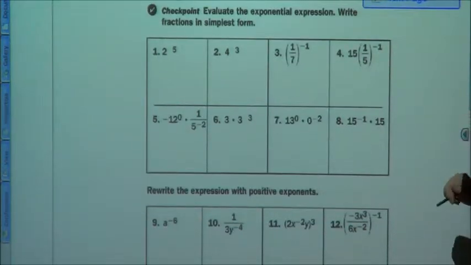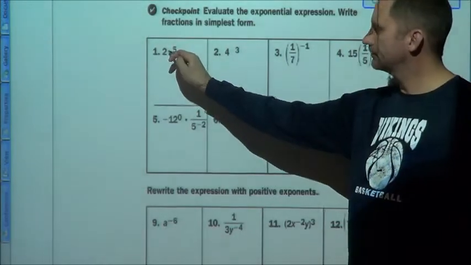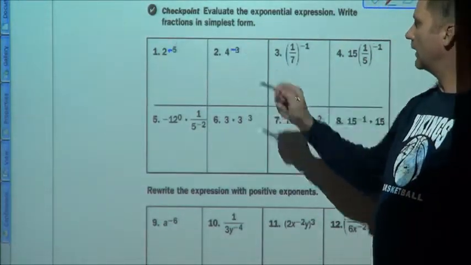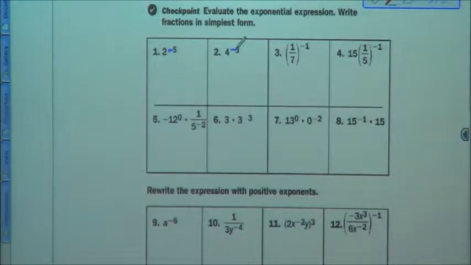All right, so here are some examples. That's 2 to the negative 5th, and that's 4 to the negative 3. I want you to pause the video and work through these. Then I'm going to start working through them, and you can turn the video on and off and see how you did from problem to problem.